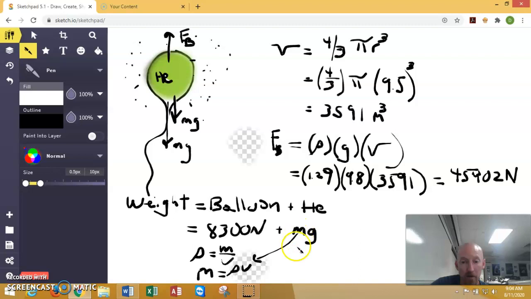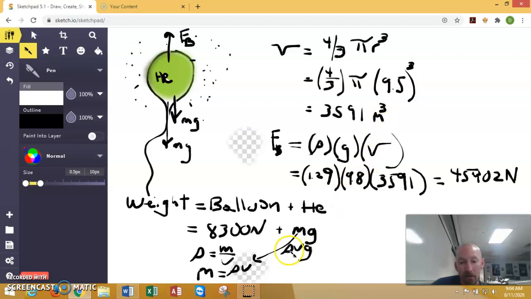So what we're going to do here is actually rho v g, which is really interesting because that's the buoyant force. So that's the equation for buoyant force, and that's funny. And so we can calculate the weight of the helium inside of there just by figuring out the density and volume. The volume we know, it's the volume of the balloon, okay?